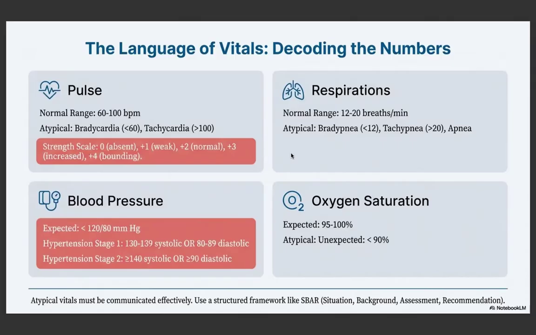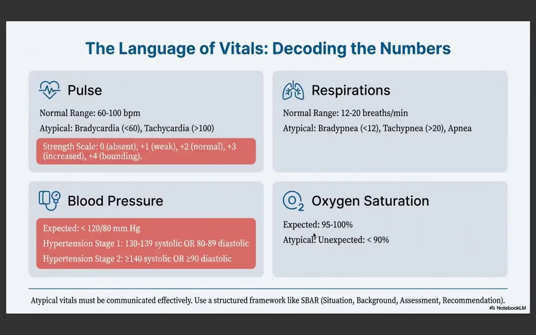So respirations for an adult, 12 to 20 is the normal. Anything above 20, again, that's tachypnea. Anything below 12 is bradypnea. Bradypnea would be like if you just gave a patient a dose of morphine, and let's say the respirations have dropped to 10, that's when we'll see that bradypnea.